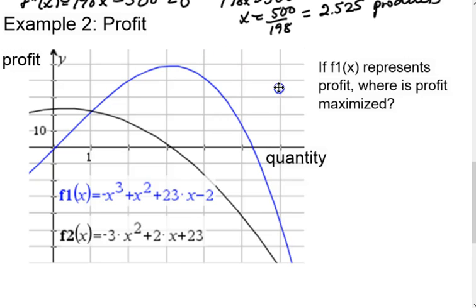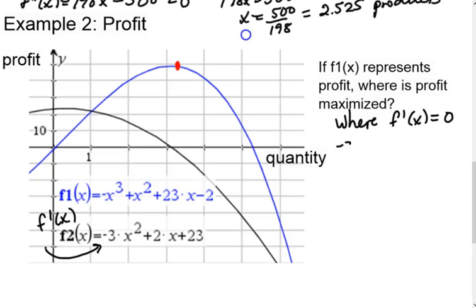But anyway, if f of x represents profit, where is profit maximized? Well, profit is maximized when we're at the vertex of the graph, obviously right here at the vertex. So how do I find the vertex? I set the derivative function, this is f prime of x here, equal to 0. So where f prime of x equals 0.